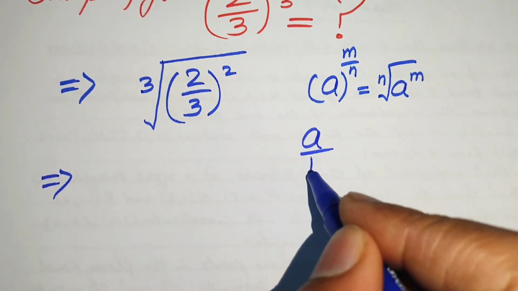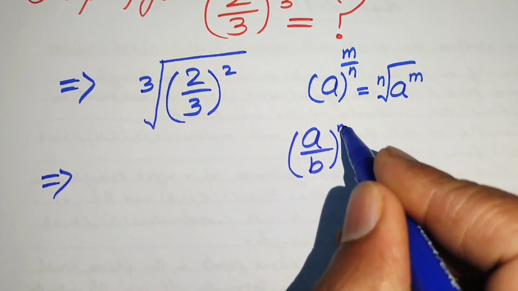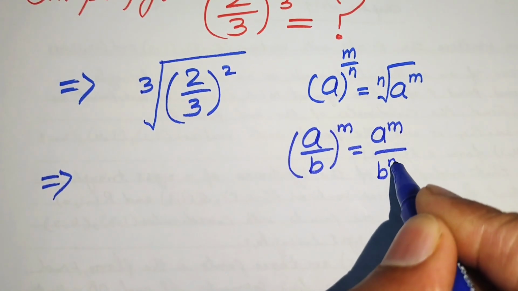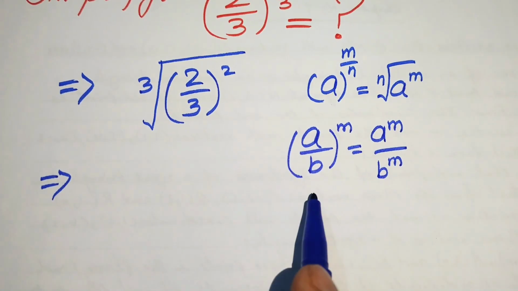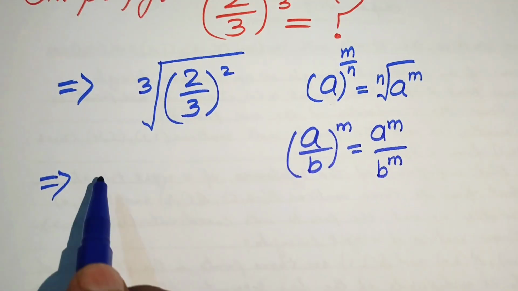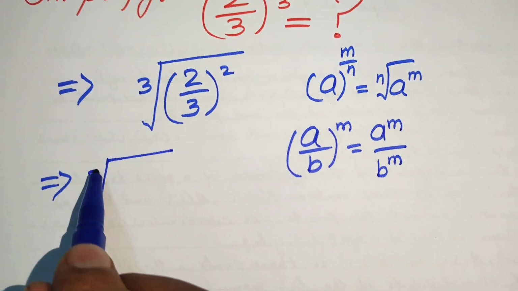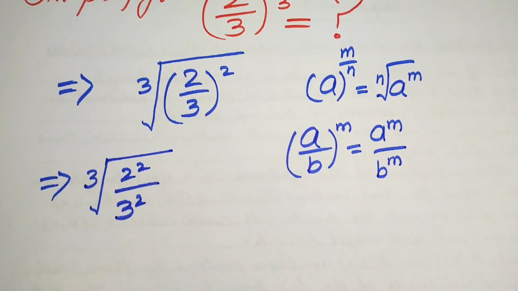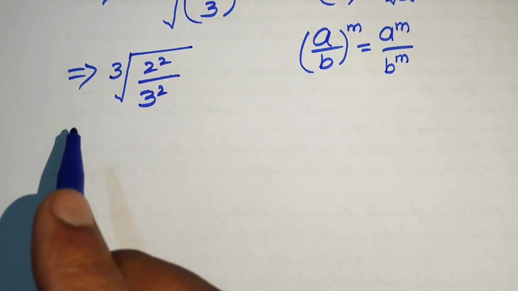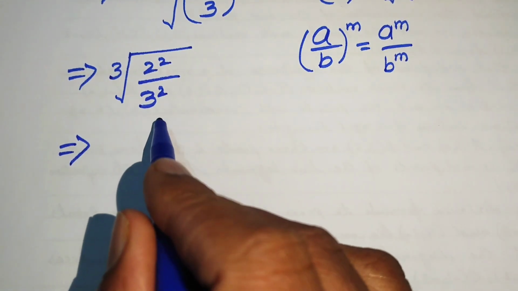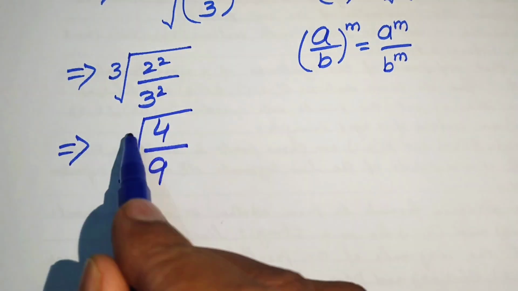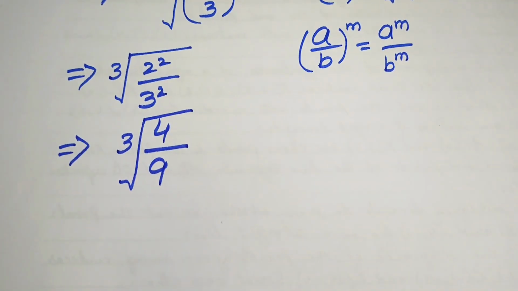So after this step, we apply another exponential law. We know that if you have a over b and its whole power m, it is equal to a power m over b power m. Now we apply this nice exponential law inside this cube root term, so that we write it as cube root of 2 squared divided by 3 squared. And after that, you see 2 squared is equal to 4 and 3 squared is equal to 9, and its cube root.